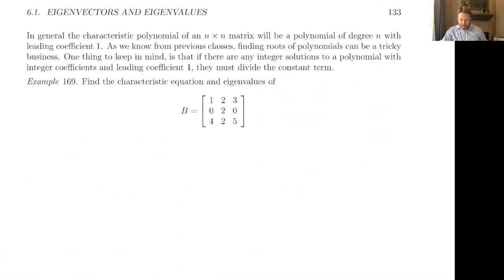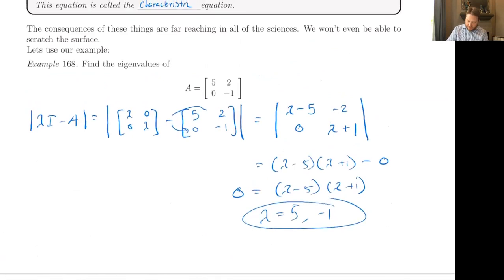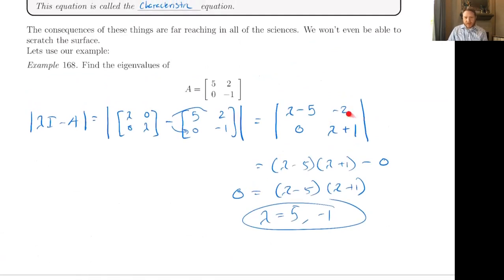Why don't we try it for something a little bit bigger? But first, I forgot something. Why I like doing lambda I minus A is for this reason. When you take the determinant of this thing right here, you're going to have lambdas all along the diagonal. There will be no lambdas anywhere else because lambdas come from this lambda I thing. So lambdas will only be on the diagonal. And as I find the determinant of this matrix, however many rows and columns it has, it's going to give me a polynomial in lambda, okay?